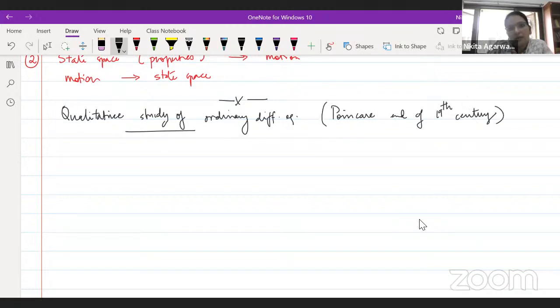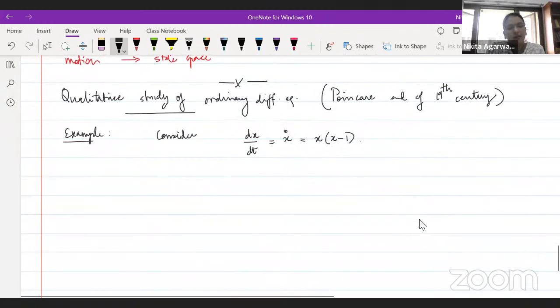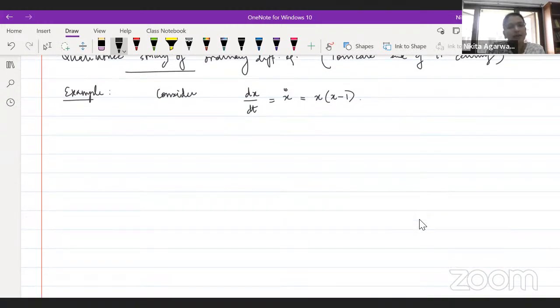Let me look at this example. Consider this ODE in one dimension: dx/dt, that is x dot, is equal to x times (x minus 1). It's again more complex than the original problem that we looked at, but still handleable. You can solve it explicitly by the method of partial fractions.